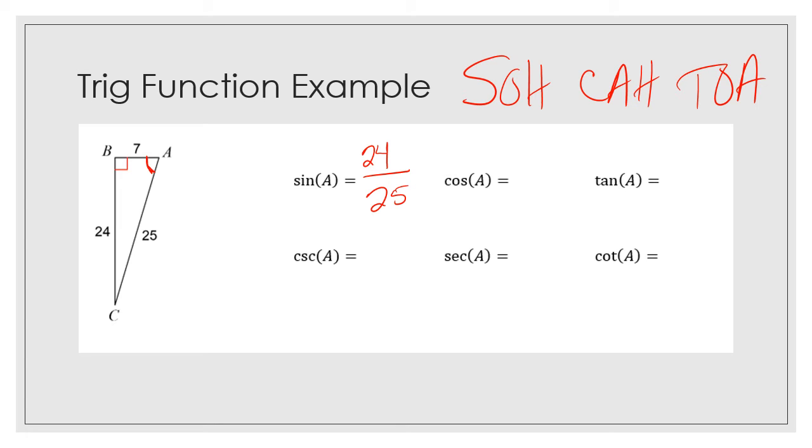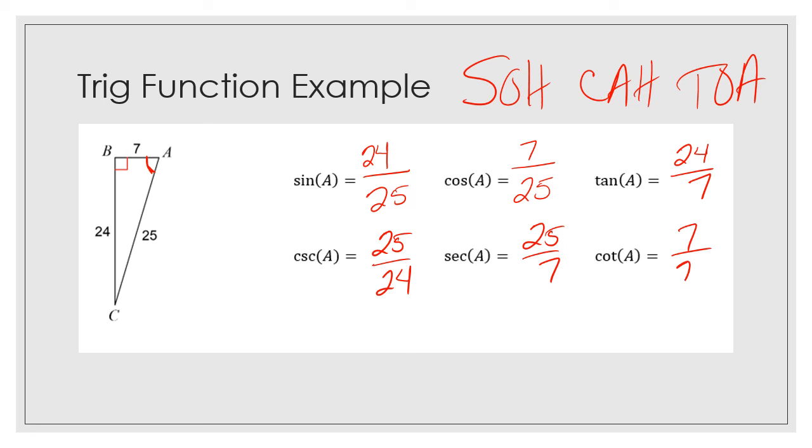Cosine is adjacent over hypotenuse, so my adjacent side is 7, and like we said, my hypotenuse is 25. So the cosine of angle A is 7 over 25. Then I get to my tangent. Tangent is opposite over adjacent, so my opposite side length is 24, and my adjacent is 7. So the tangent of angle A is 24 over 7. Once we get to cosecant, secant, and cotangent, we can just flip the sine, cosine, and tangent that we already found. Cosecant is the reciprocal of sine, so that is 25 over 24. The secant of A is 25 over 7, and cotangent is 7 over 24.